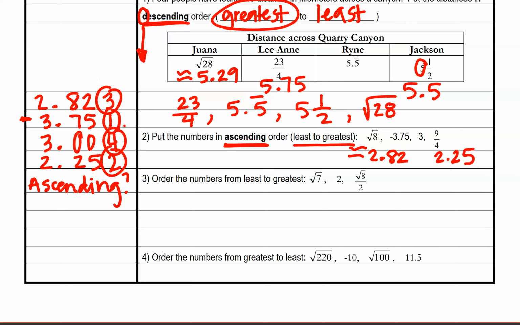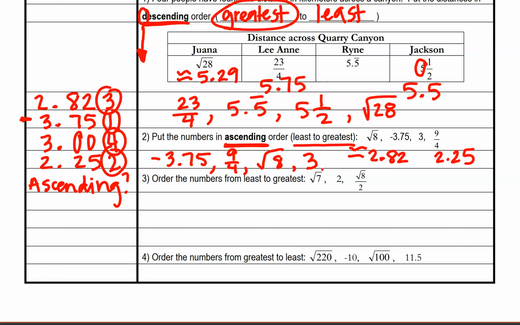All right, so now in order to put them back in ascending order, we will order them in the original form. So the smallest one is negative 3.75. The next one we have 2.25, and that was our fraction, so I will put it in the original form. The next one that we had was 2.82, and that was the square root of 8. And the last one was 3. So I went ahead and put them in the original form.